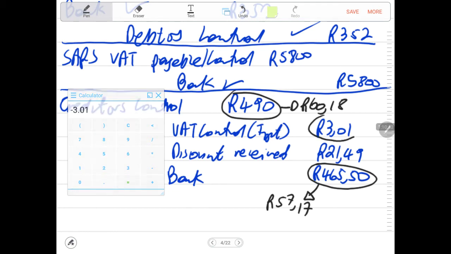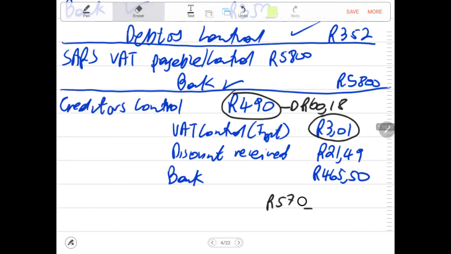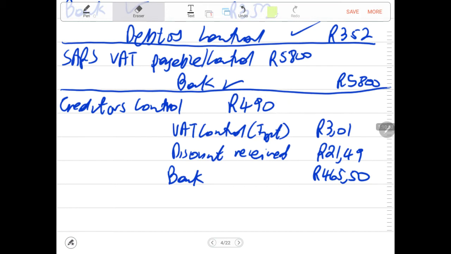So SARS will say, give me 3 Rand 3 cents, because you paid less than what you were supposed to have paid. So the difference of that input VAT must come to me as SARS. That is why we have this 3 Rand 3 cents. You can calculate it in any way, you'll still get to the same 3 Rand 3 cents.